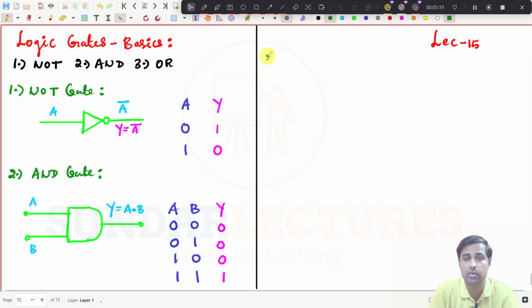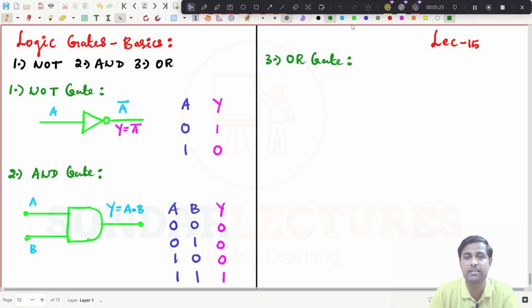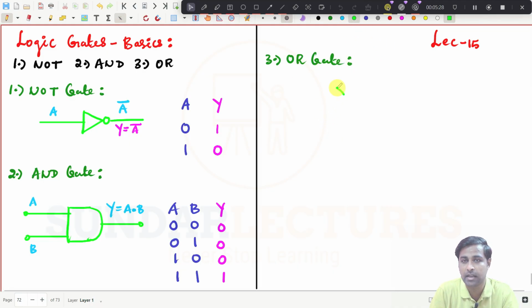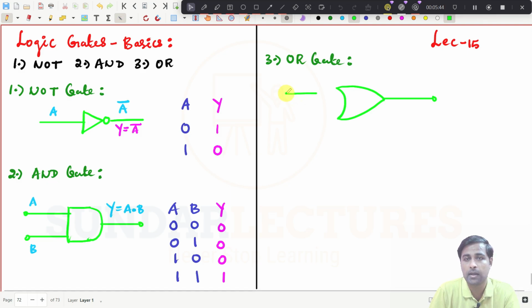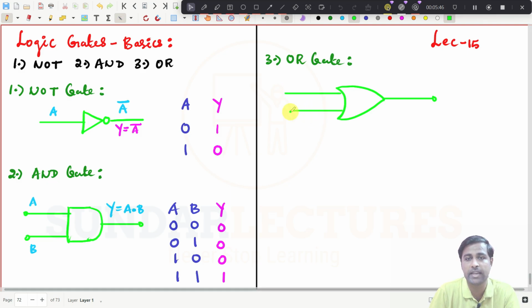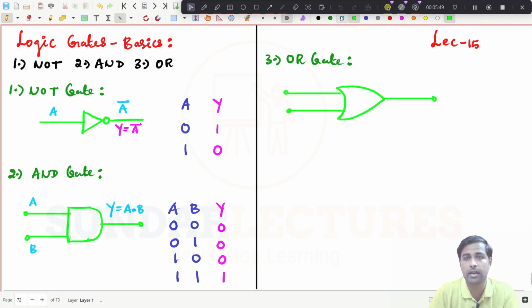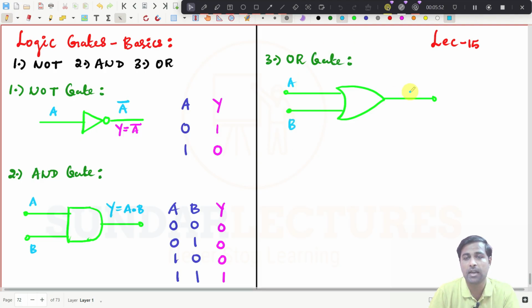And the third gate is the OR gate. The symbol of the OR gate will be like this. This is the output and inputs. Two inputs will be there, one is A, one is B. Y is equal to A plus B. So it is an OR operator.